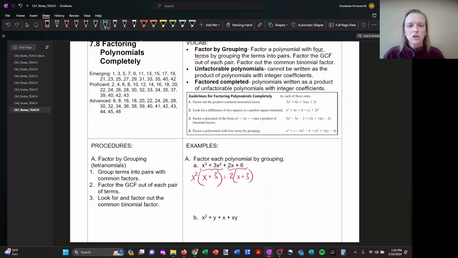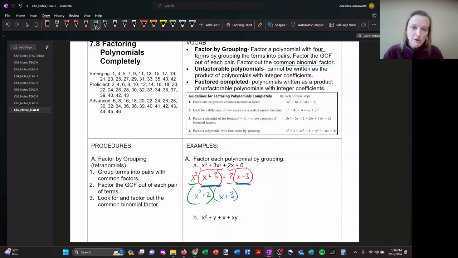Now, when I do this, notice what I have here. I have a common x plus 3 in both halves of this expression. Because I have that common factor in both halves of the expression, this is my common binomial factor. I'm going to factor that out and write this as one big multiplication problem. So I've got x plus 3 as my common factor. And now I'm combining this term with this term, x squared plus 2, for my one big multiplication problem.